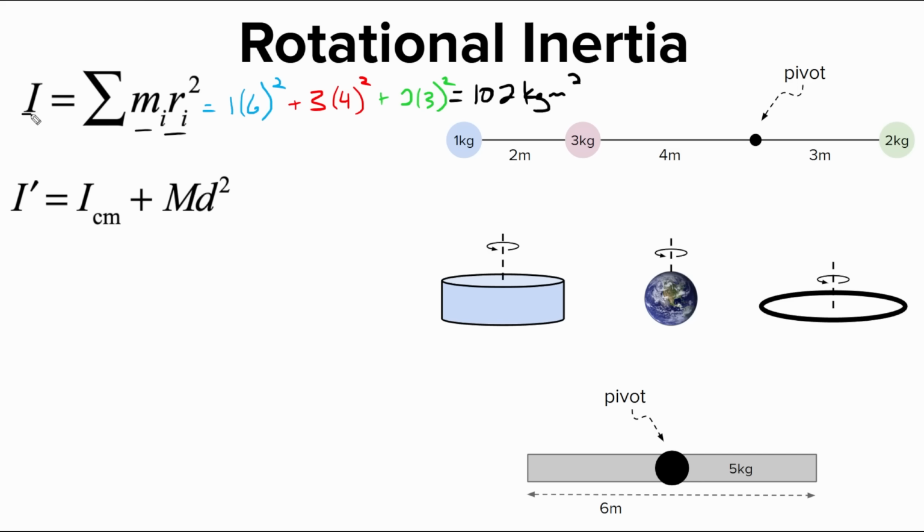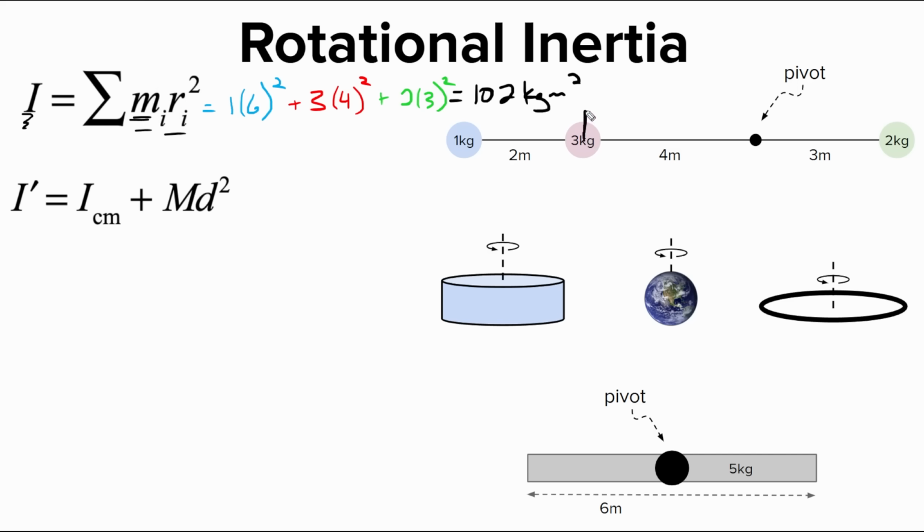So this measures the degree to which something's going to resist angular acceleration. If you make it more massive, more rotational inertia. If you push the mass farther away, more rotational inertia, and that matters more. So if you could double how far away a mass is from the axis, you get 4 times the rotational inertia. If you double the mass, you just get 2 times the rotational inertia.